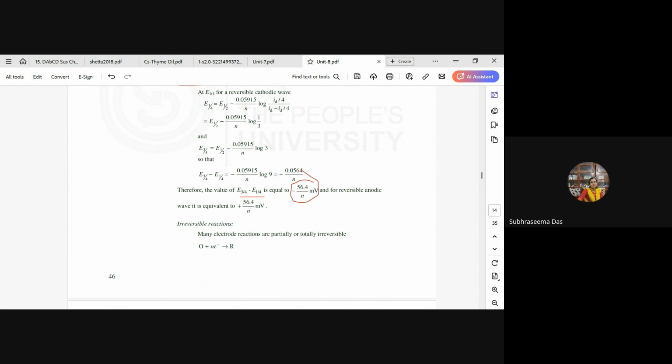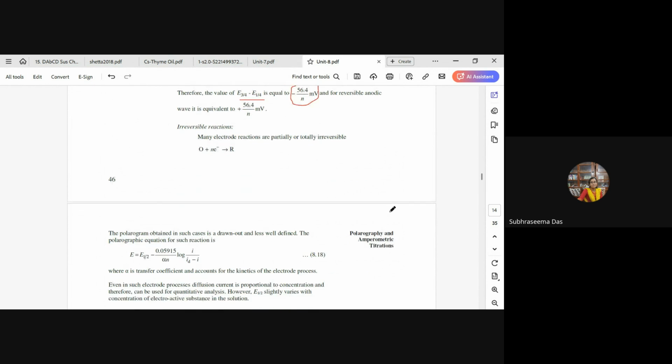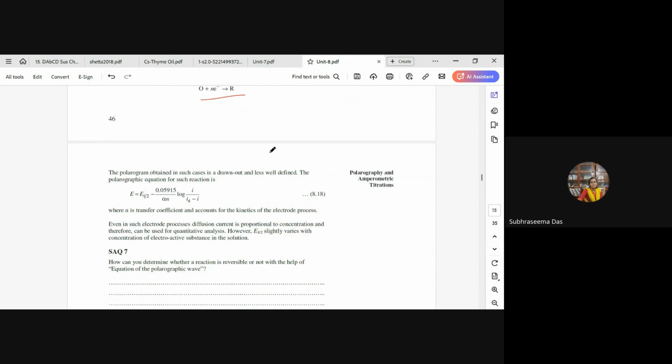Then we have irreversible reactions. Many electrode reactions are partially or totally irreversible in nature, as shown in the equation here. So the polarogram in such cases is less defined, and the polarographic equation for such cases uses a new constant called the transfer coefficient, which is used in the denominator, as shown in equation 8.18.